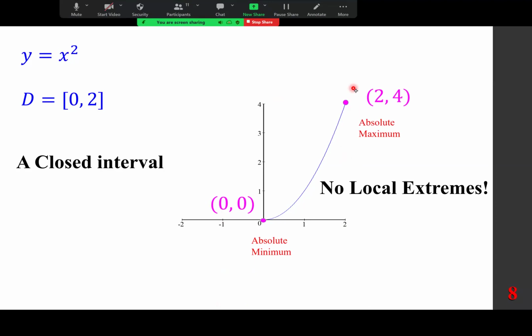As far as the writing is concerned, this would be just like before. This would be 4 at this point. So again, end points cannot be local extrema. They are not.